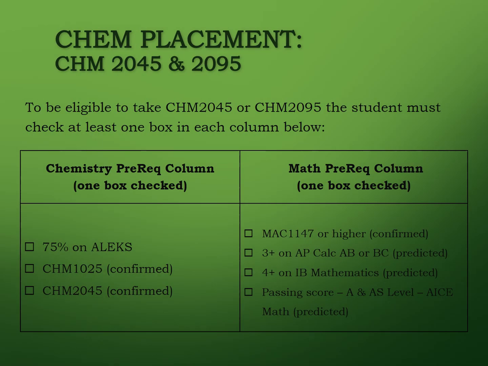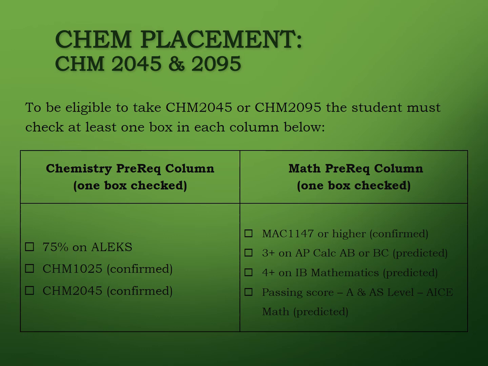Now, this should look pretty familiar since it is something that you covered with Nigel, and from what I understand, you covered it for a while, so I'm not going to spend too much time on it other than to reemphasize that change that I know some of you were shocked about: the 75% on ALEKS is no longer going to allow you to meet the math prereq column.